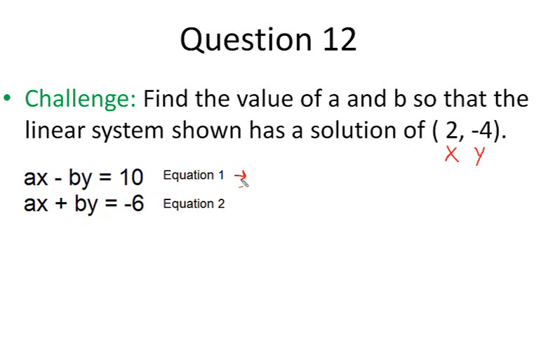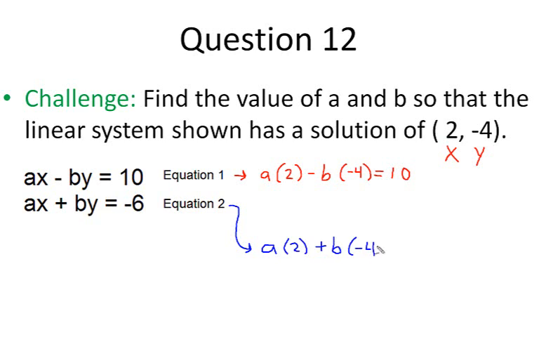So for equation 1, I'm going to get a times x, which is 2, minus b times y, which is -4, and this equals 10. For my second equation, I have a times x, which is 2, plus b times y, which is -4, equals -6.